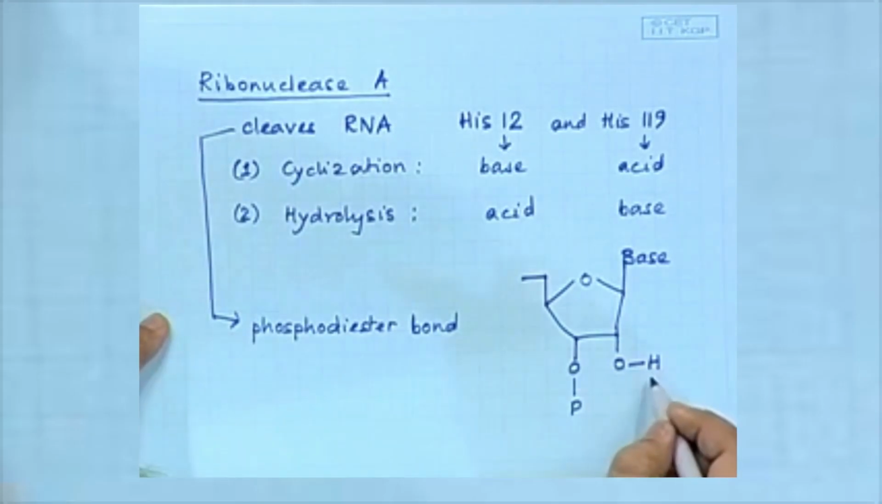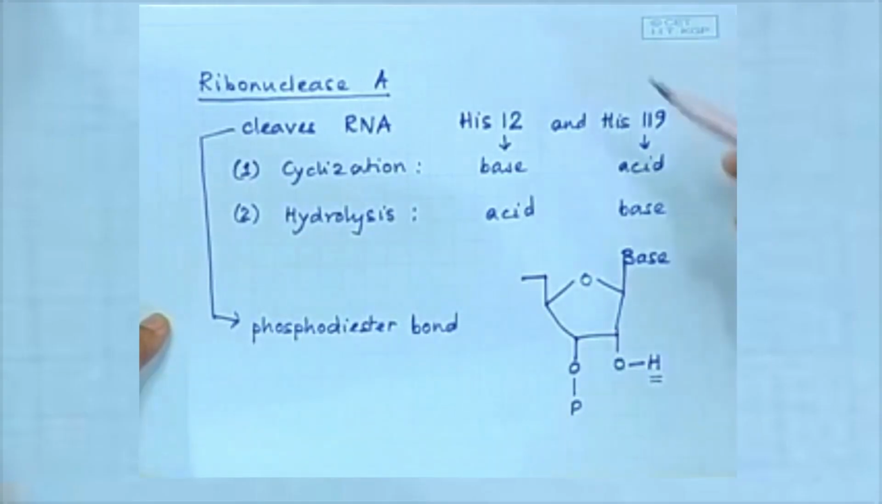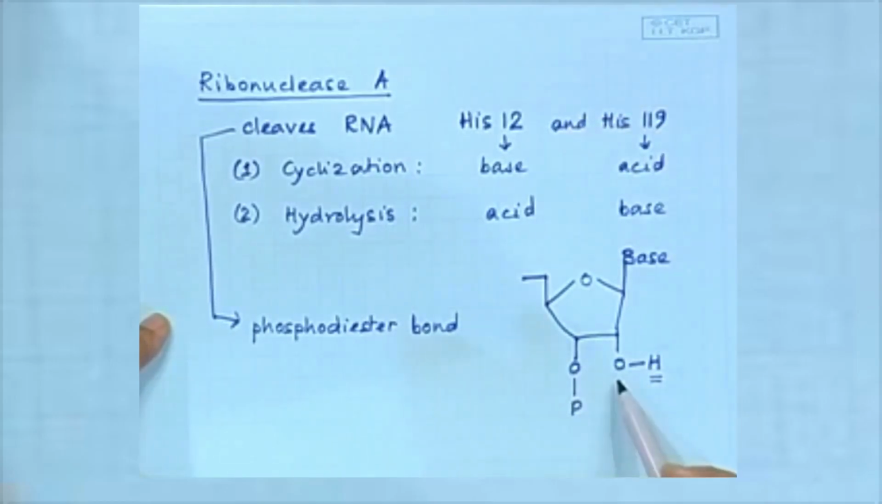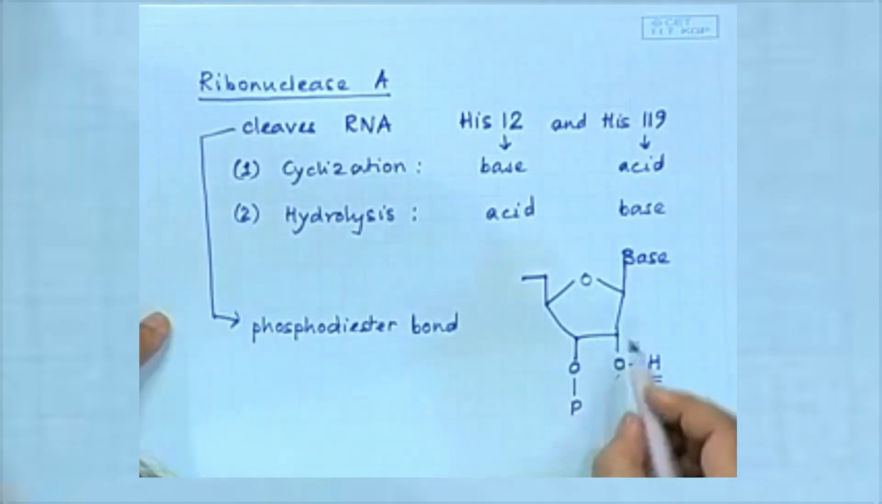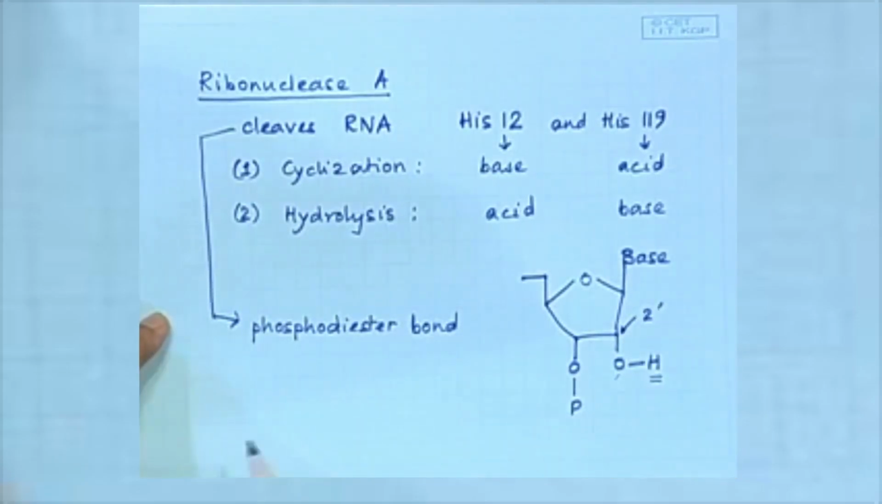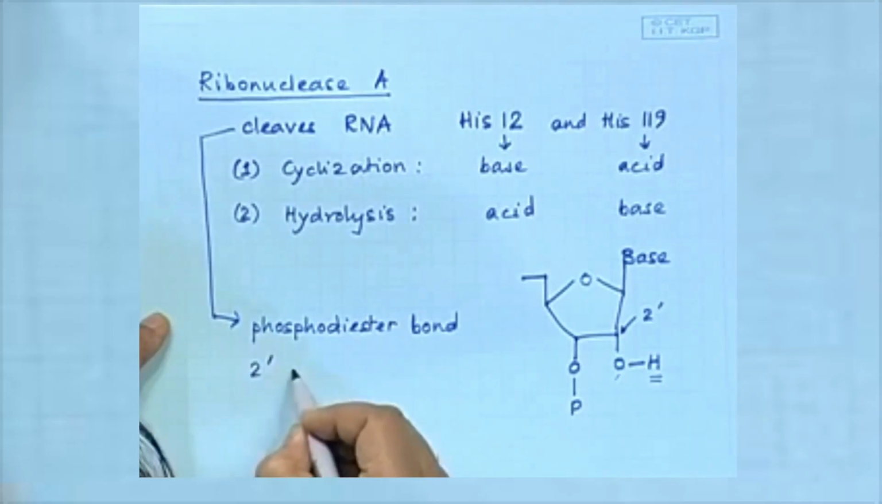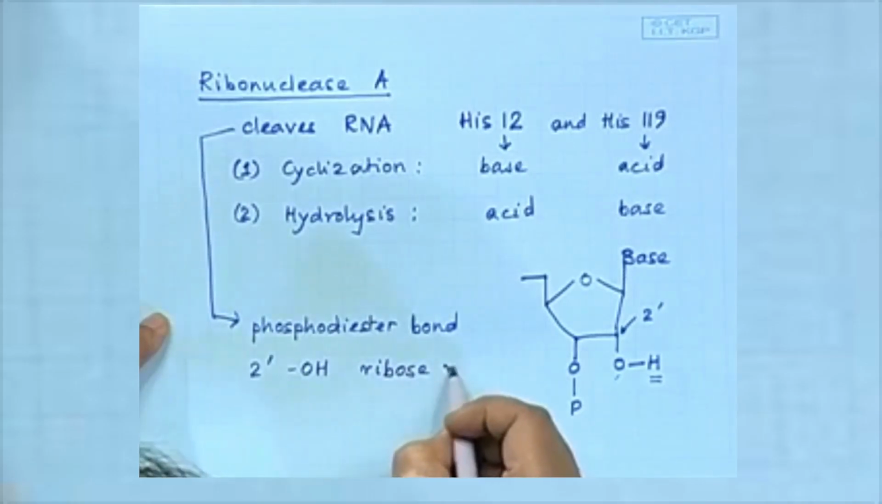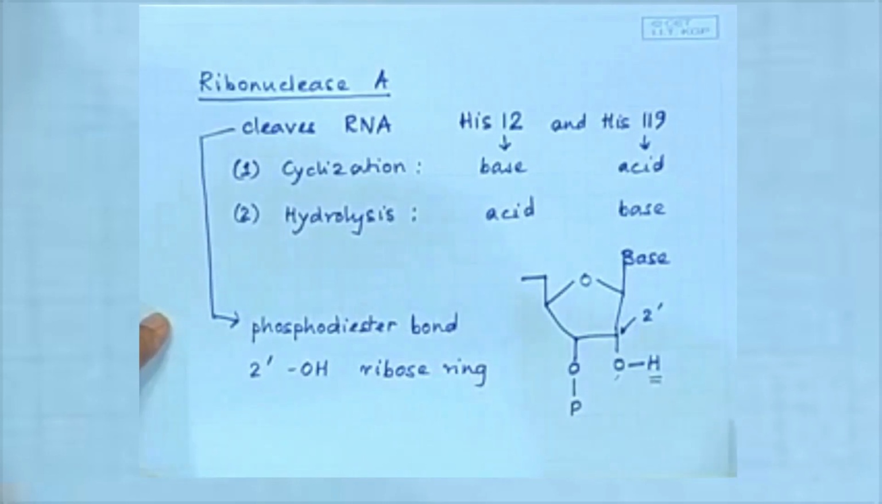Now, what happened to this H? This H was taken up by the histidine in the first step, right? And we had the formation of a cyclic. So, this then attached here and we had a cyclic phosphate, a cyclization basically. It is called a cyclic phosphate ring that is formed here, and then we have the hydrolysis. Now, if this particular carbon is called a 2 prime, right? So, we have the 2 prime OH of the ribose ring where the H is abstracted.